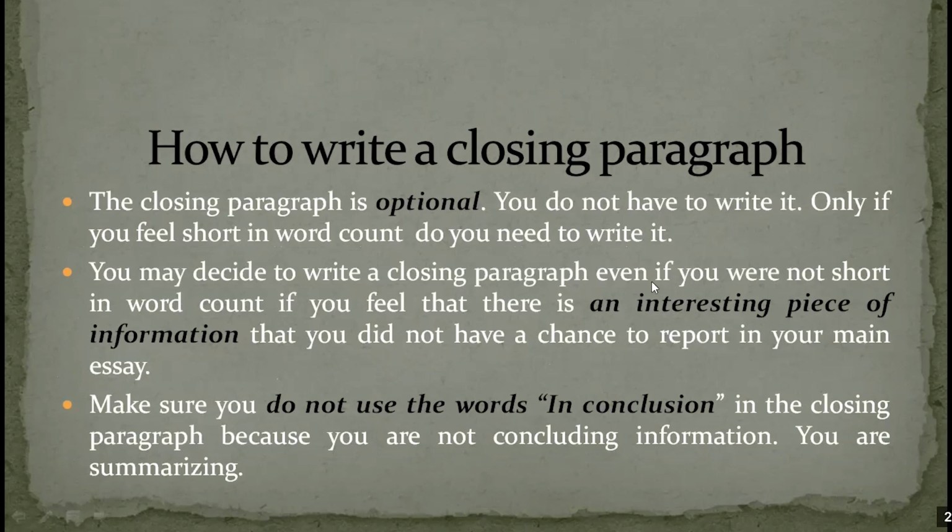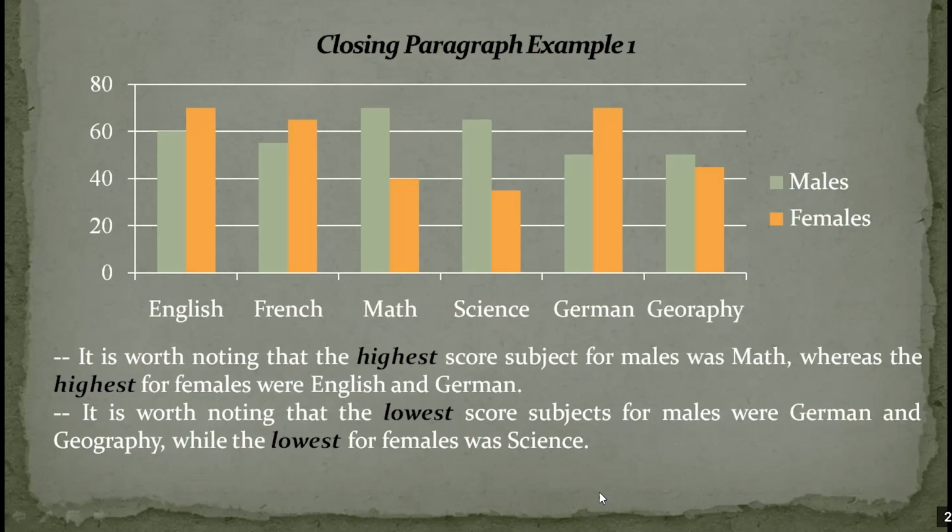Okay, now how do you write a closing paragraph? As we said before, the closing paragraph is optional. You don't have to write it, only if you feel short in word count. So if you haven't reached 150 words, then you need to write a closing paragraph. But if you have, it's okay. You may decide to write a closing paragraph even if you're not short in word count, if you feel that there is an interesting piece of information that you didn't have a chance to write in the overall paragraph or in the body paragraphs, you can add that in the closing paragraph. Make sure you don't use the words "in conclusion" in the closing paragraph because it's not a conclusion.